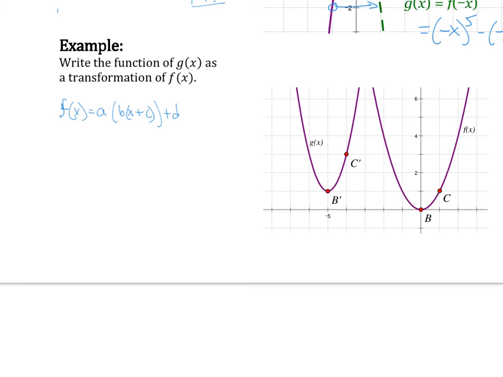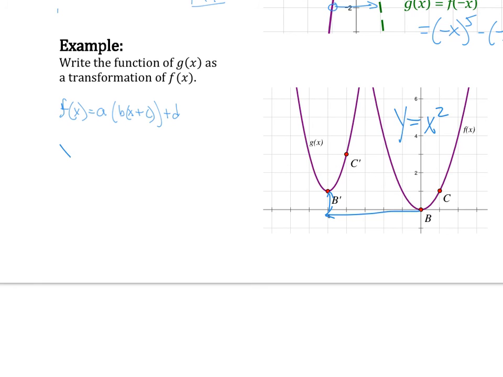Quick example, let's find a function for g of x. So here's g of x over here. We want to write that as a transformation of f of x. So we've got to ask ourselves what has happened here. First, let's remember that we know this is the function y equals x squared, and we'll usually be told that in problems like this at this point in the game. So notice this vertex has moved left 5 and up 1.